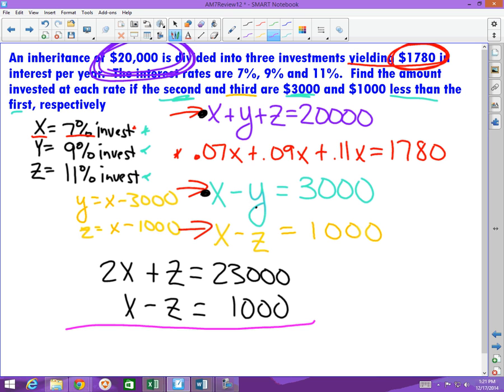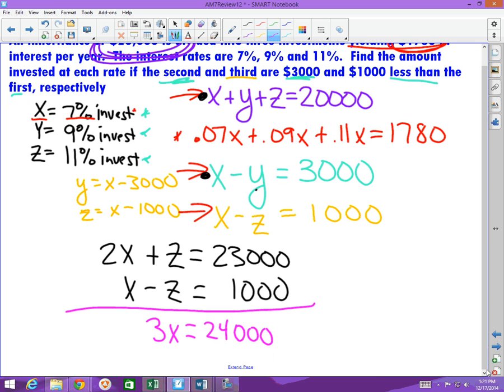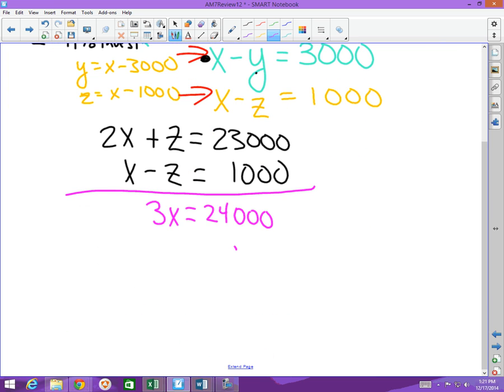And you're going to get 3x equals $24,000, which then turns into x equals 8,000.